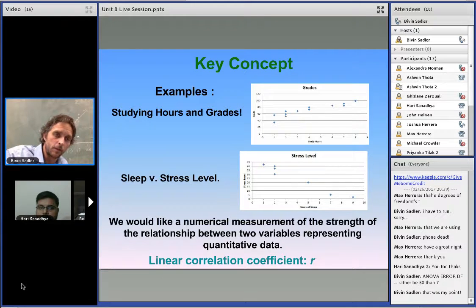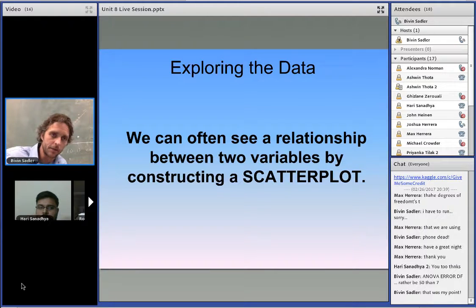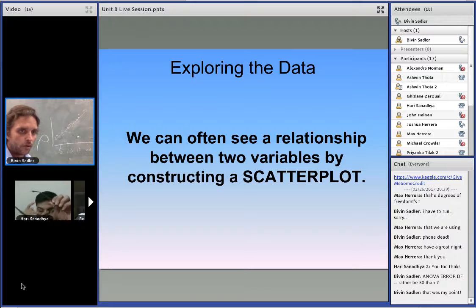Now we have R, lowercase r, which estimates this symbol, which you've seen is rho. That is the population linear correlation coefficient. That's the actual linear correlation between X and Y. So great, now that we've defined it, we can often see a relationship between two variables by looking at a scatter plot.